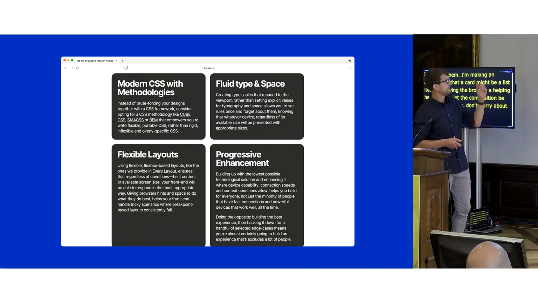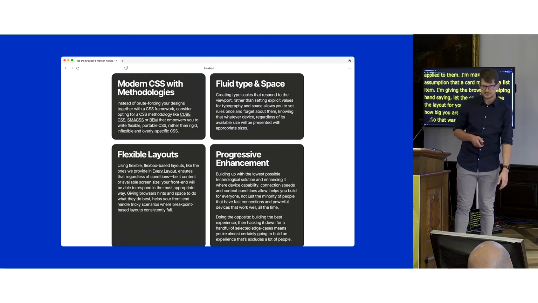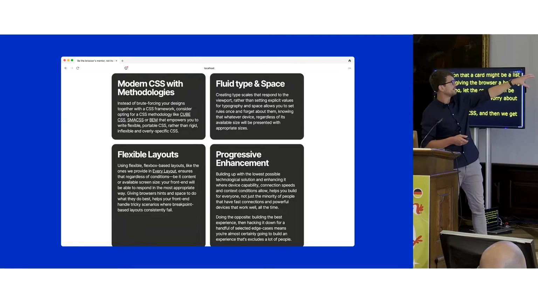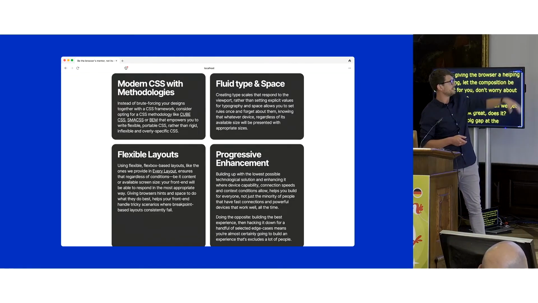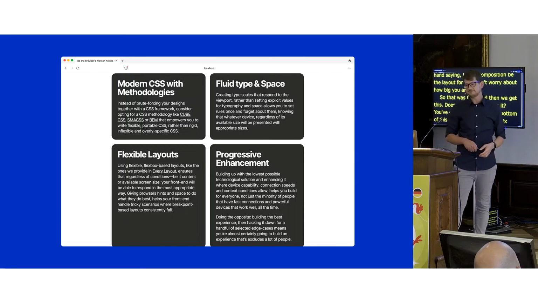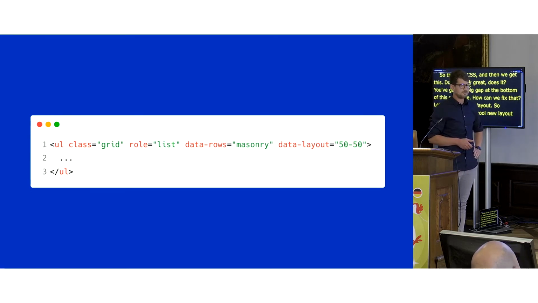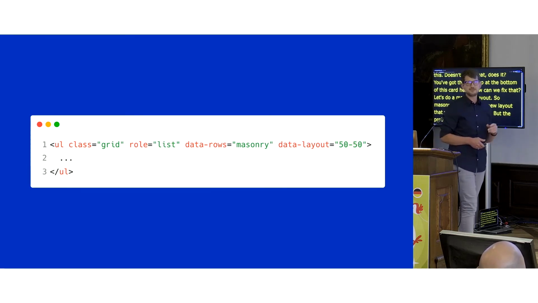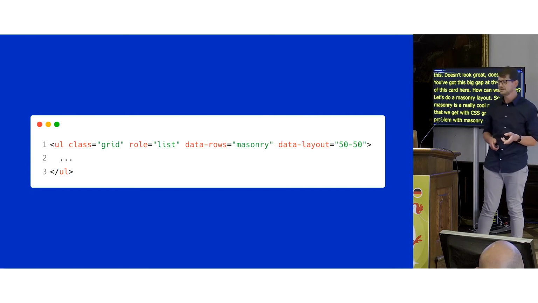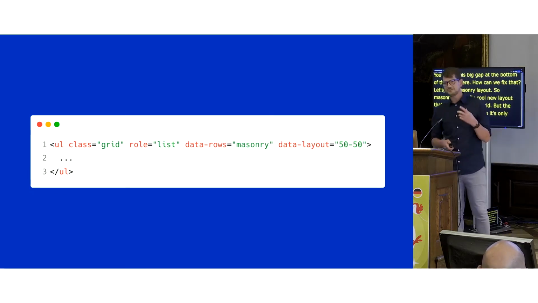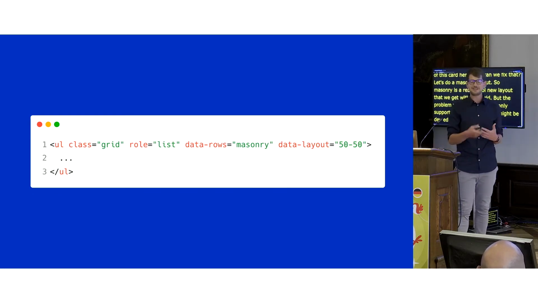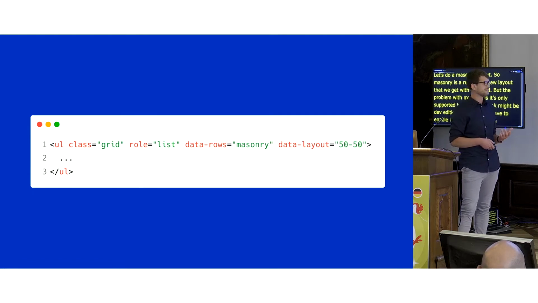So that's all that CSS set. And we get this. It doesn't look great, does it? You've got this big gap at the bottom of this card here. So how can we fix that? Let's do a masonry layout. So masonry is a really cool new layout that we get with CSS Grid. But the problem with masonry is it's only supported in Firefox. I think it might even be a dev edition still. And you have to enable it with a flag.